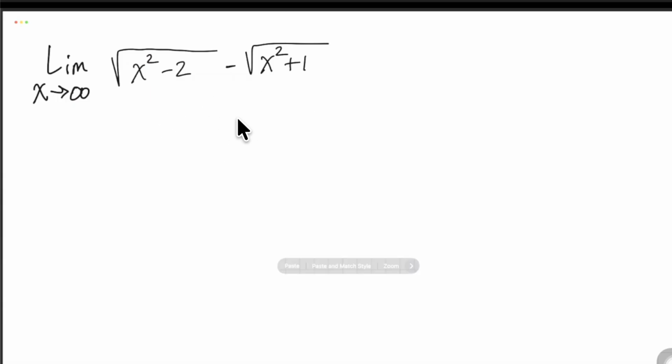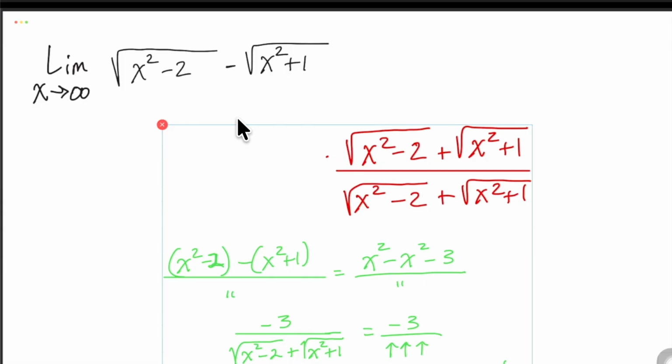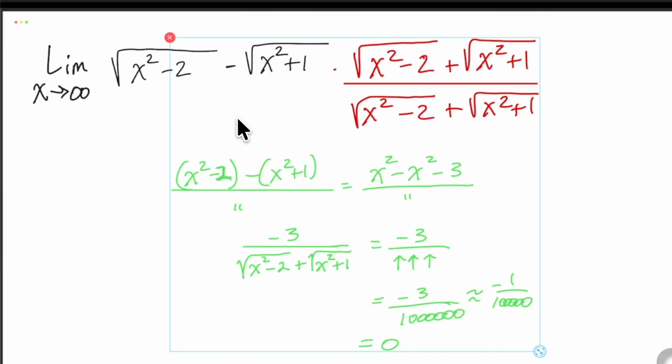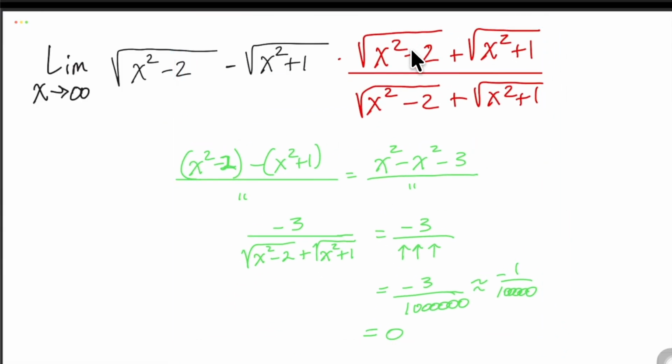So what we'll do in this case, we see radicals, we think conjugate. So we're going to multiply by the conjugate on top and bottom. And I went ahead and did the math ahead of time. You could do this on your own if you'd like. And you'll end up with negative 3 divided by the positive version of the original expression.